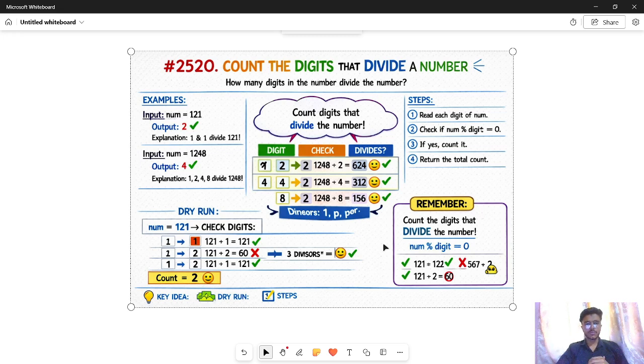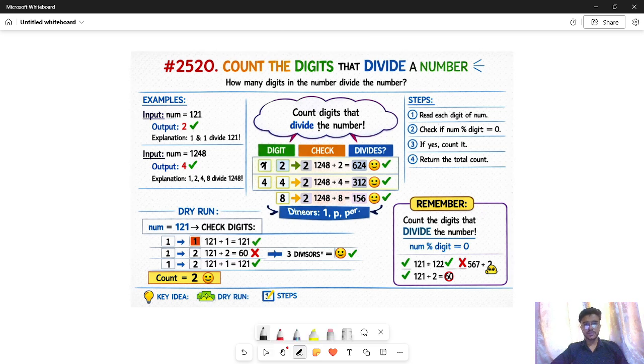My name is Salakpal and today we are solving LeetCode problem number 2520. Count the digits that divide a number. The problem statement is: given a number, how many digits in the number divide the number?